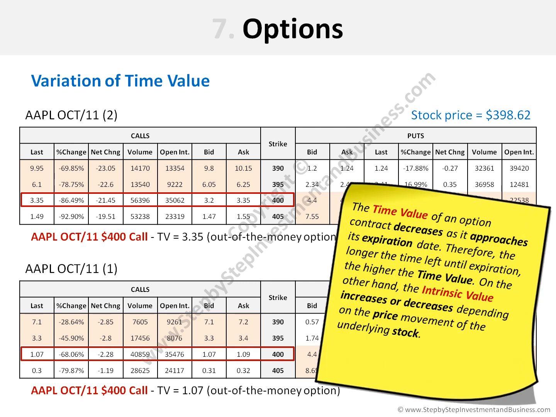So we can say that the time value of an option contract decreases as it approaches its expiration date. Therefore, the longer the time left until expiration, the higher the time value. On the other hand, the intrinsic value increases or decreases depending on the price movement of the underlying stock.